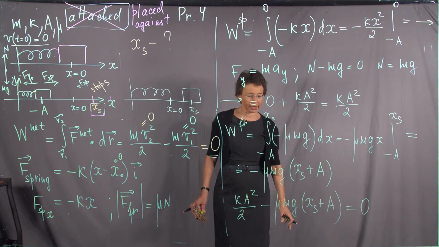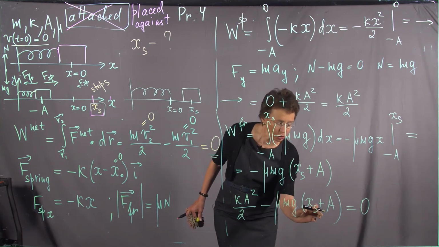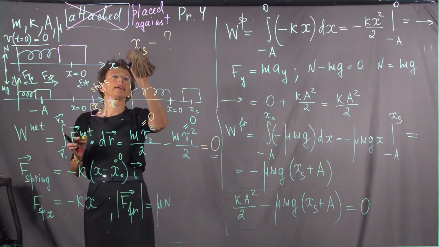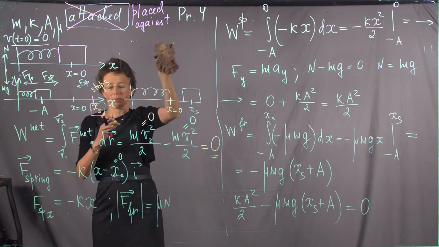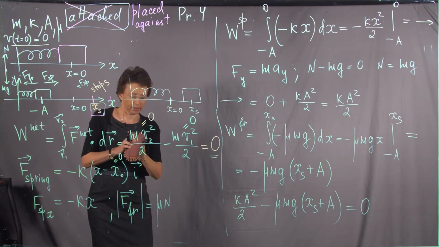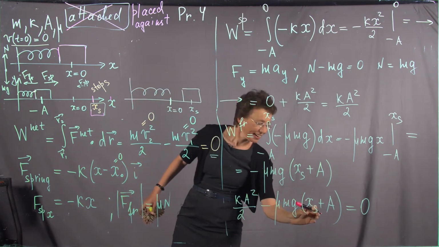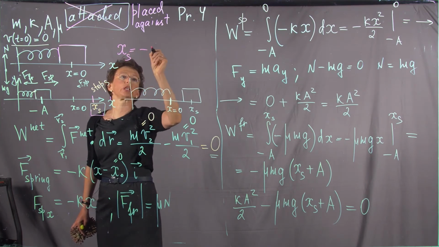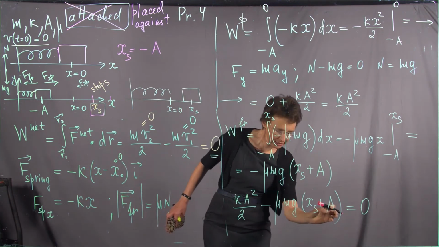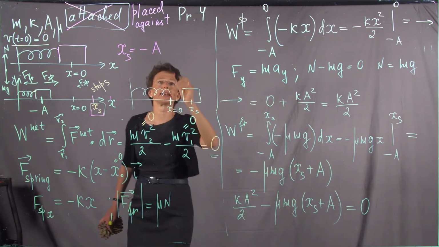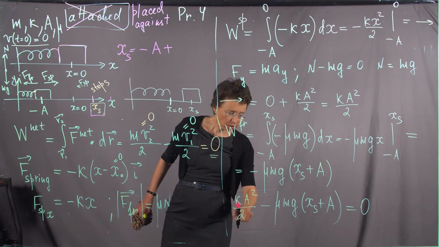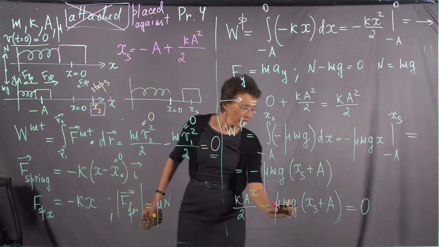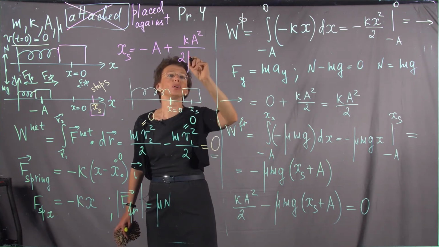Can I solve for xs? Yes, we definitely can do it. So this guy will come to the right, and xs, I will use red for that. xs will be equal to minus a, and then plus ka squared over 2, divided by mu mg.